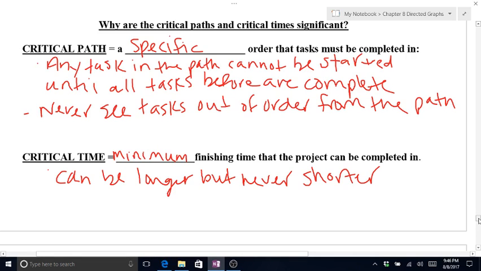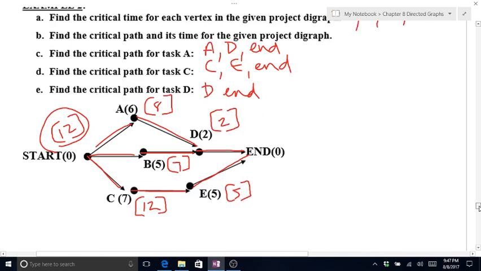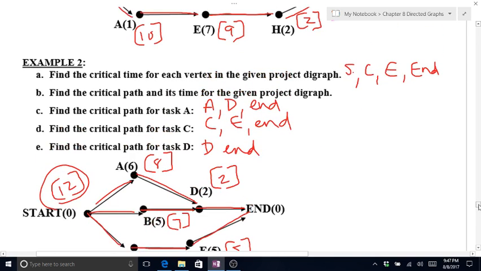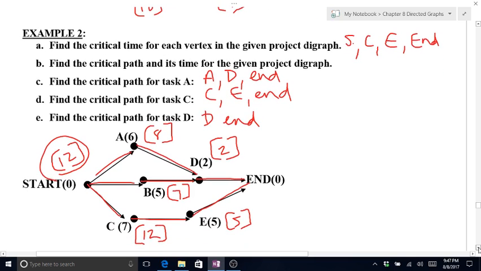Okay, what this means, let's go back to example 2. We said our critical path was from the start to C to E to the end, which took a total of 12. That's the number we got at the start. This means when I go to schedule these, my finishing time will never ever be lower than 12.